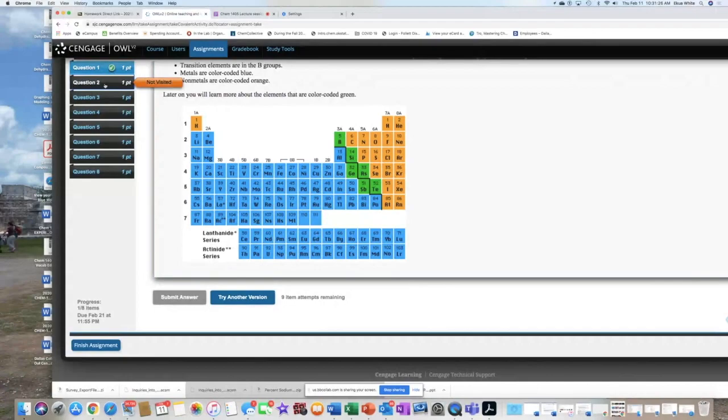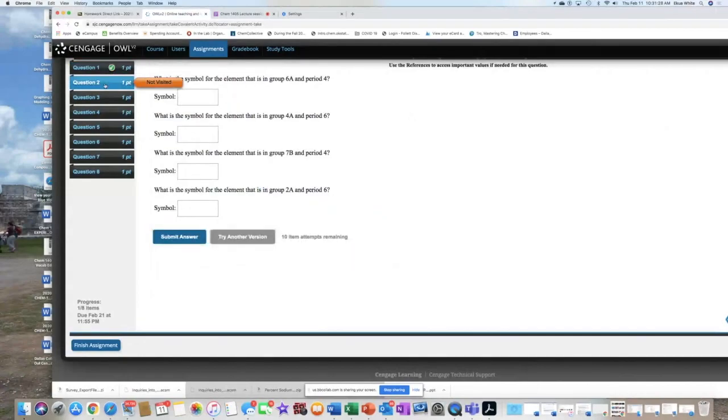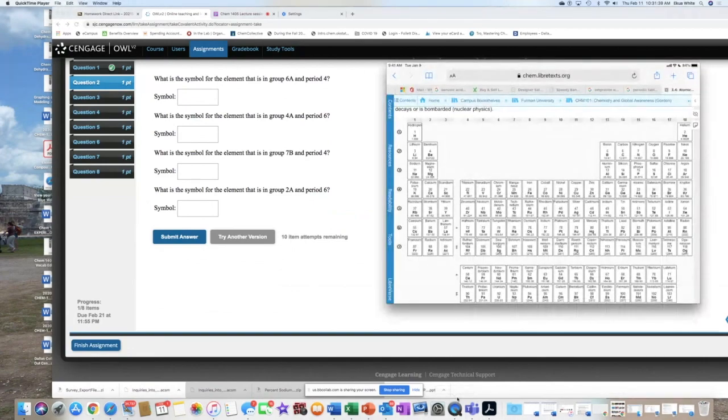Okay, let me see. Yeah, this is what I was looking for right here. What is the symbol for an element that is in group 6A in period 4? This is more like it. That one was just too vague. I mean, we still got it right, but okay.